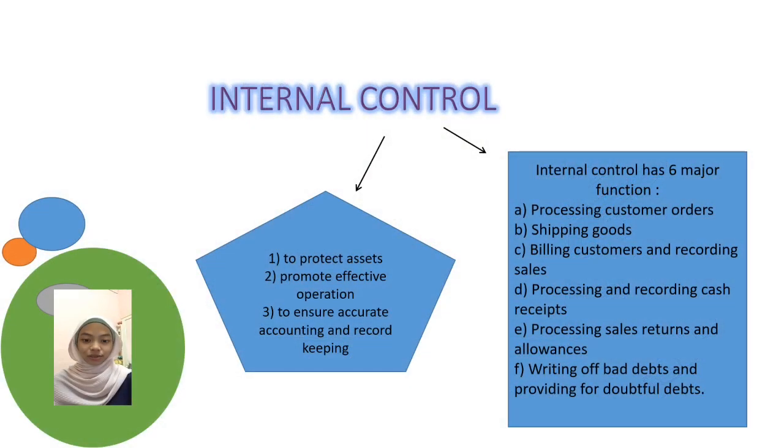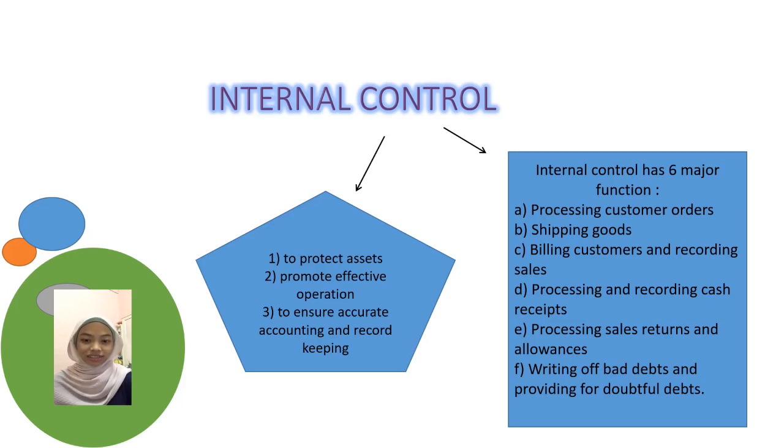Next is internal control. Internal control is a process or procedure that a company puts in place to protect assets, to promote effective operation, as well as to ensure accurate accounting and record keeping. An effective system may prevent and detect errors. An organization that is lacking in internal control may tend to make errors, fraud, and misstatements, whether intentional or unintentional.